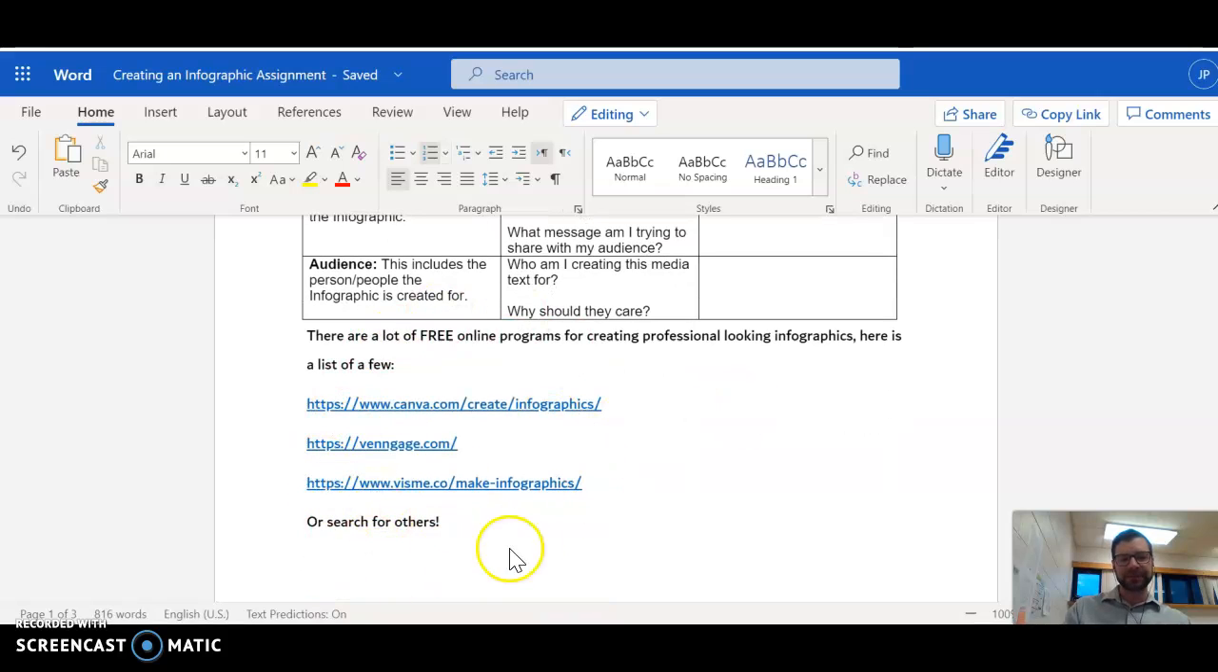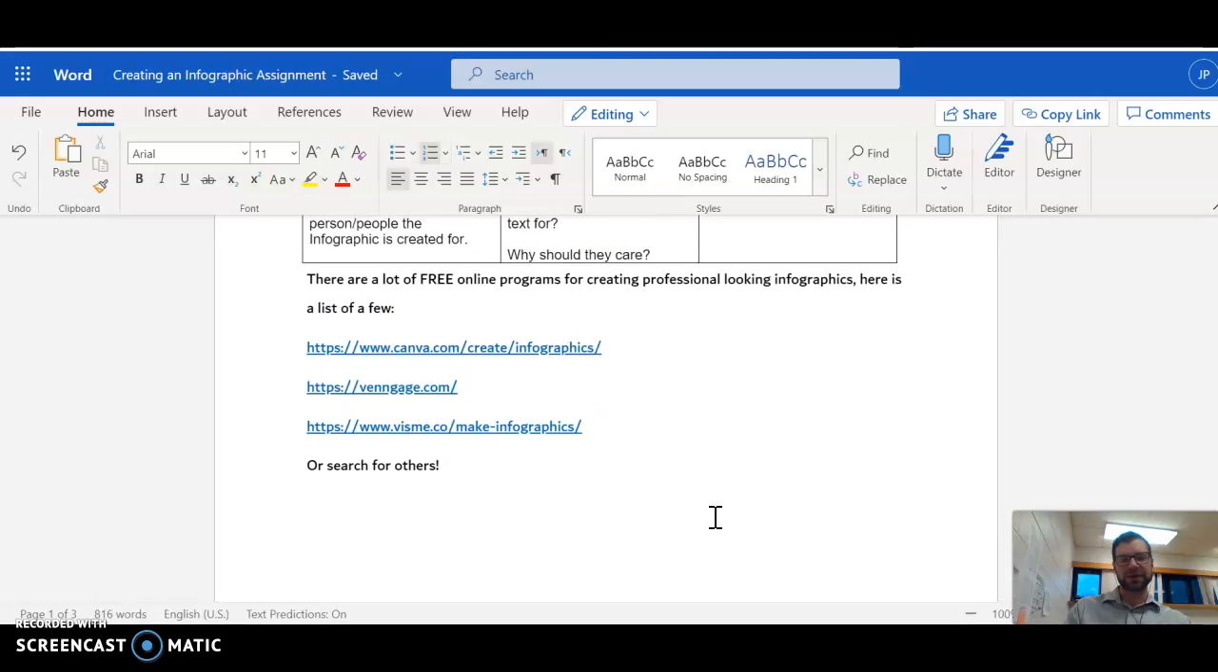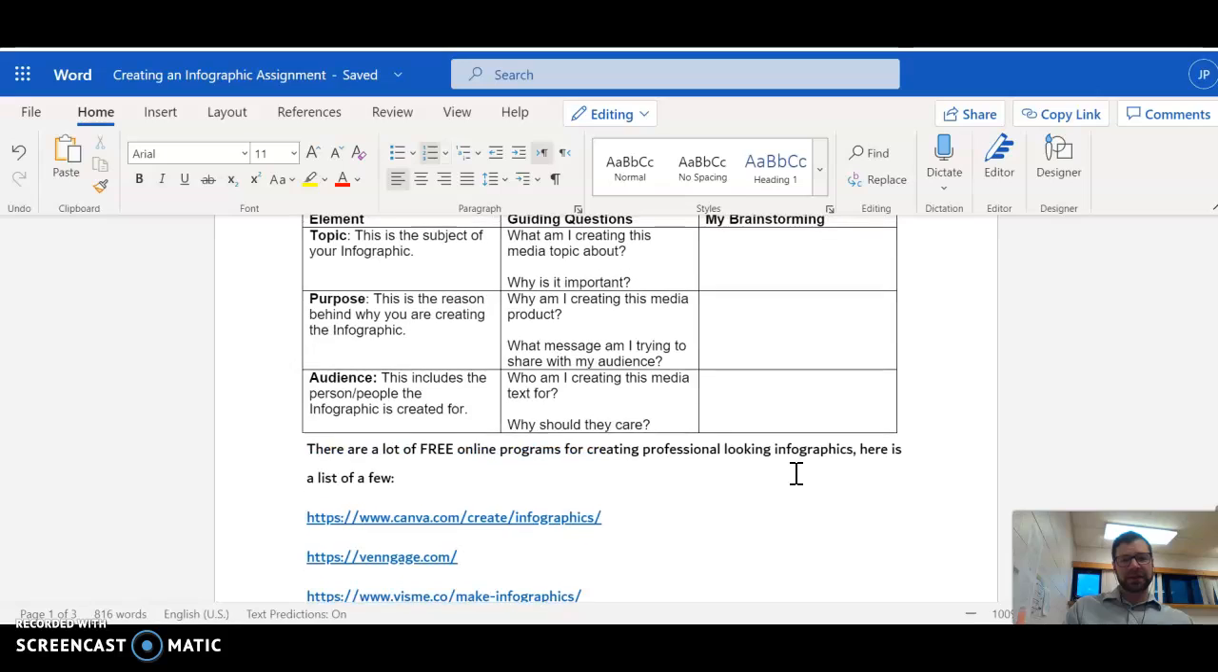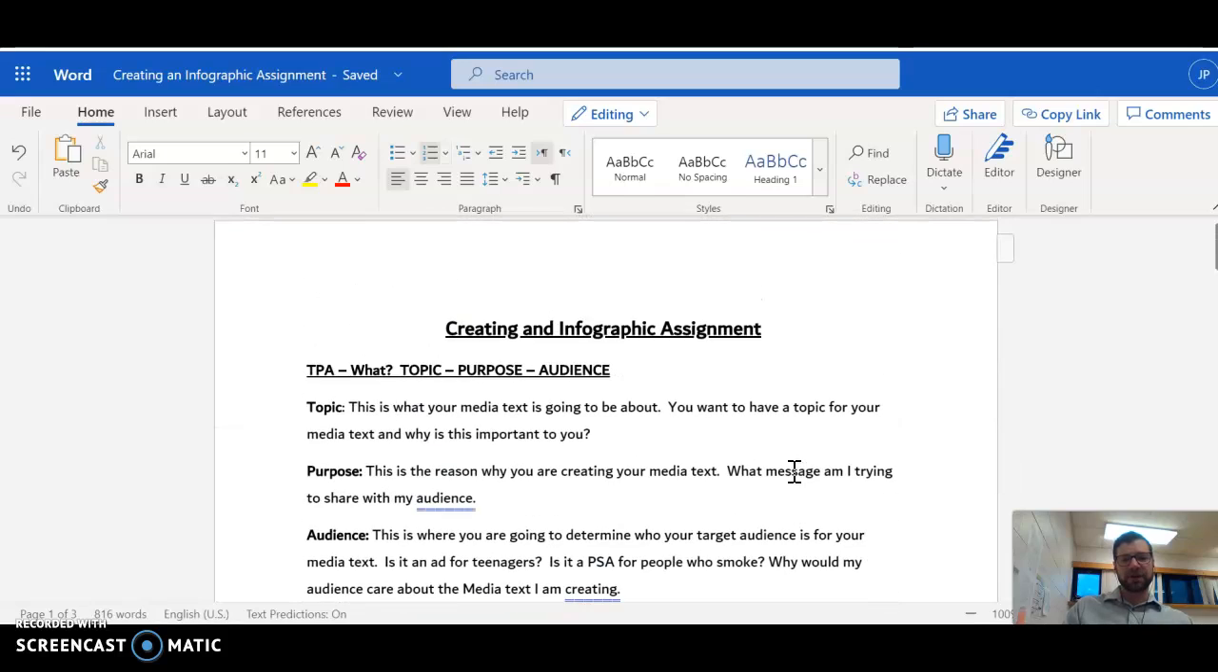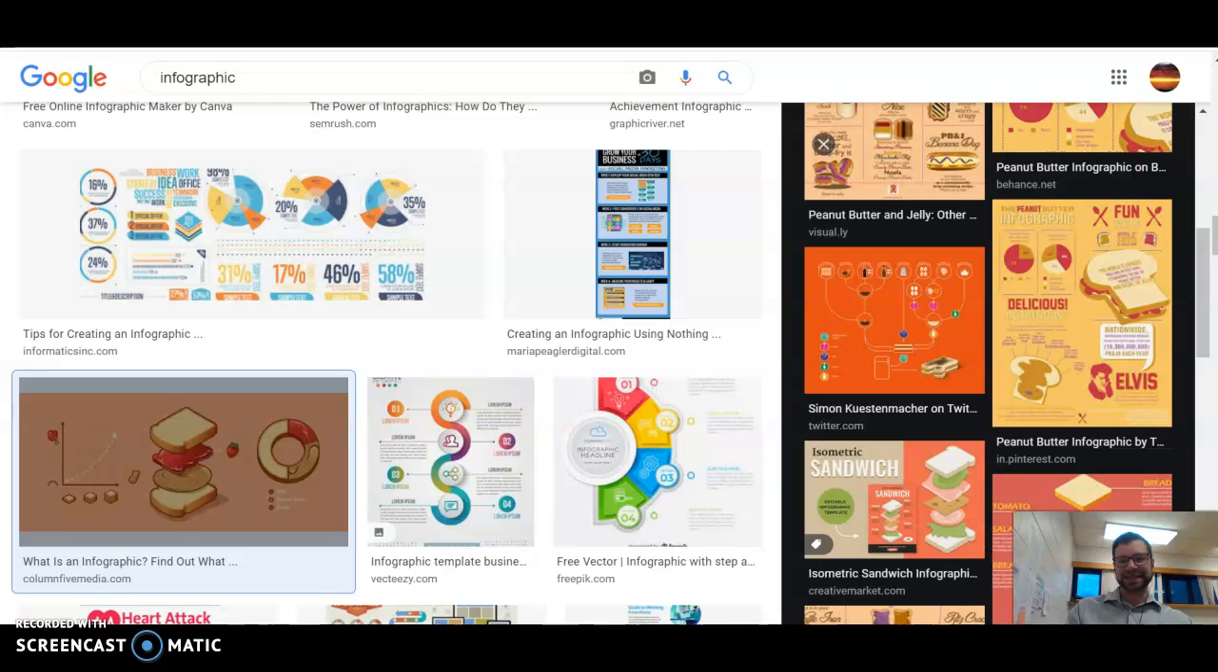So here are download-free online programs for creating professional looking infographics. You can search more if you don't like either of these ones, but these 3 are little programs that you can use to create professional looking infographics. So if you want to go this route, I was able to find these. So these are pretty good. Take a look at them. All right. So that is for creating an infographic, which is one of these things that we looked at.